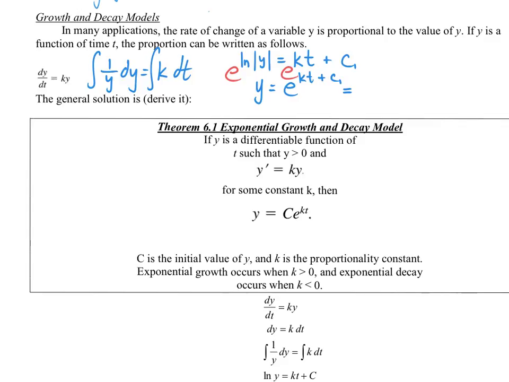But I can actually think about x to the a plus b, how that can be rewritten as x to the a times x to the b, right? So I'm going to do that here. I'm going to say e to the c1 times e to the kt. And this e to the c1 is a constant, right? So I can just think of it as a new c and think of the whole thing as c e to the kt. What does that remind you of? Right, PERT.